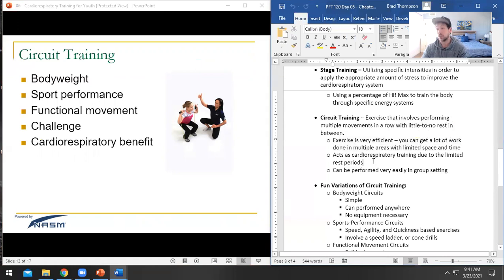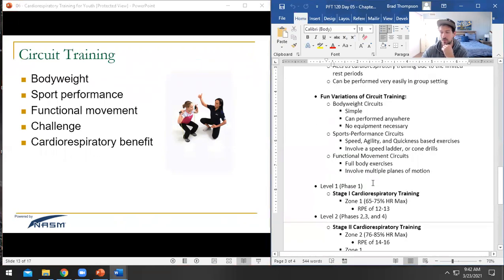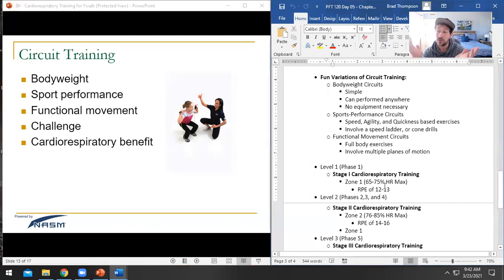It adds a cardiorespiratory element to your training because you don't get to rest after you're done. It's like, oh, cool, man, I got a little bit out of breath doing that one, and I got to do the next one, right? You just kind of keep your heart rate elevated. And like I said, it can be very beneficial for group settings. So there's a lot of different variations out there for circuit training.